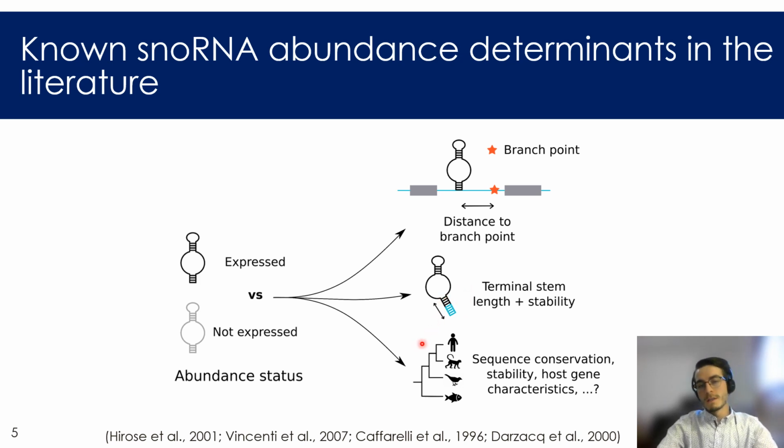But our hypothesis is that there are many more abundance determinants or features that could influence the abundance of snoRNAs, because basically we don't know if these features apply to all CD-box snoRNAs, and we don't even have an idea if these apply to HACA-box snoRNAs.